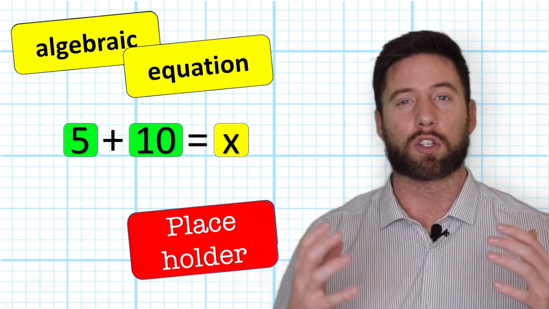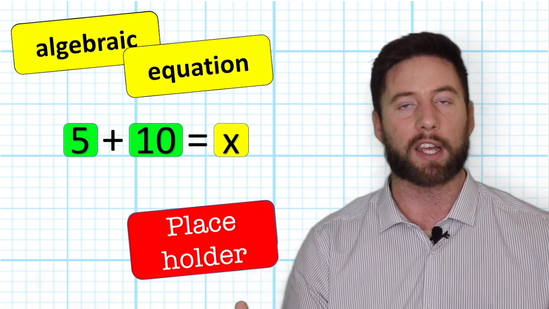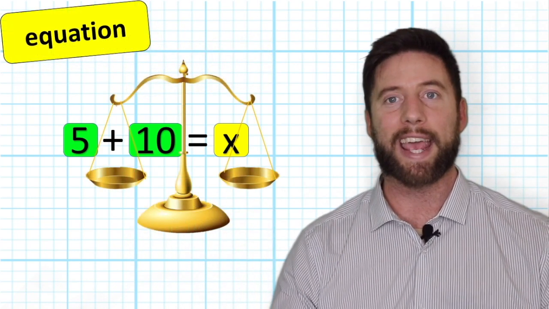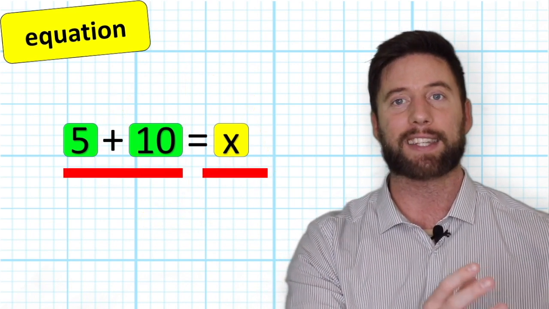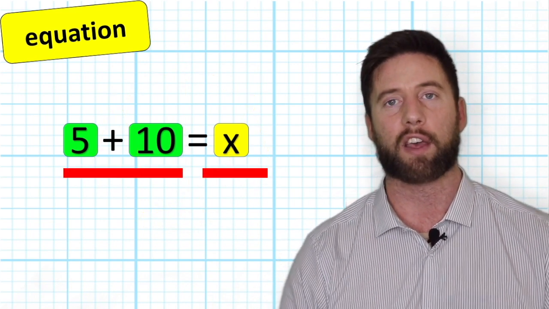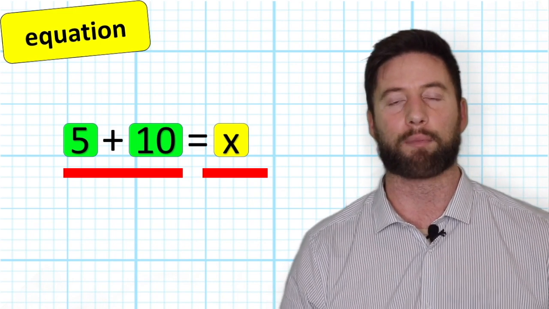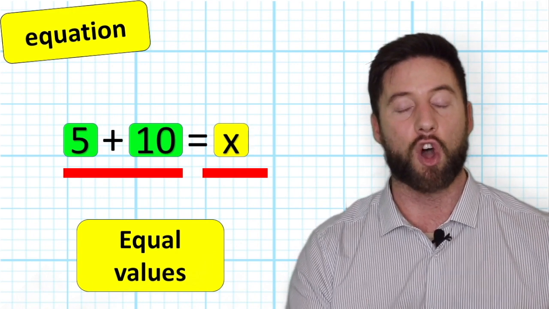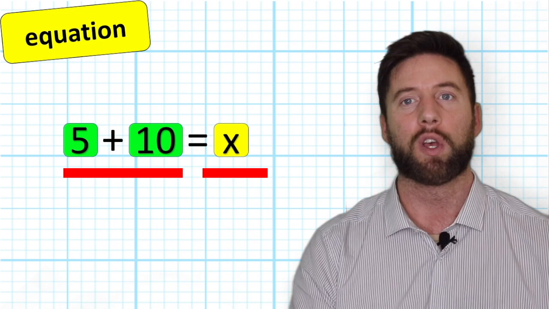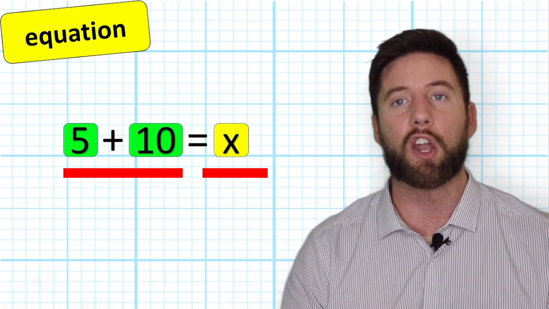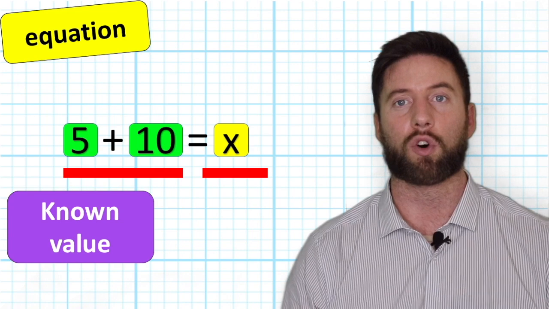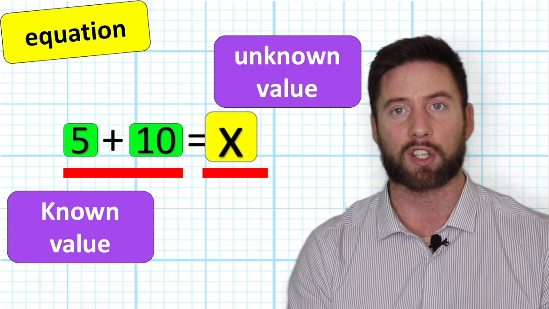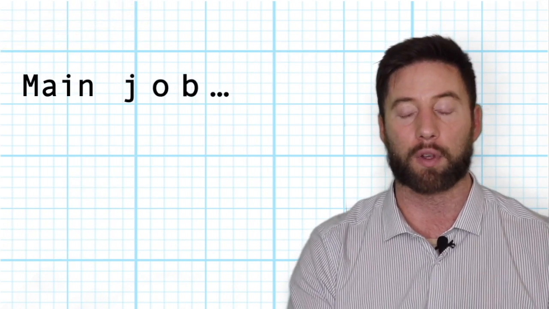An equation is just a mathematical term meaning both things are equal. Both things on either side of the equal sign are equal. So it is saying that everything on this side of the equal sign has the same value as everything on this side of the equal sign. So in this example, the equation is telling us that what's on this side, 5 add 10, the known value, has the same value as what's on this side, which is the unknown value that we are going to call X. One of the main aims in algebra is to solve equations, finding out the unknown value, in this case, X.